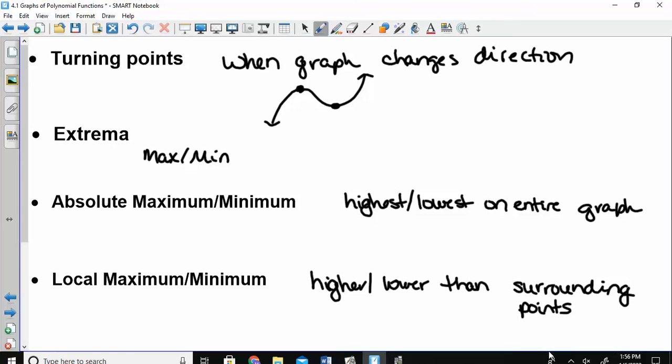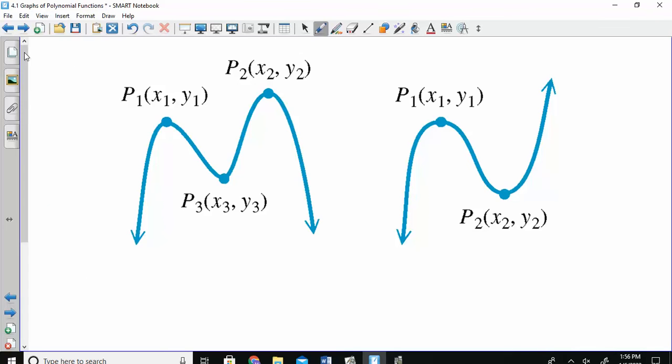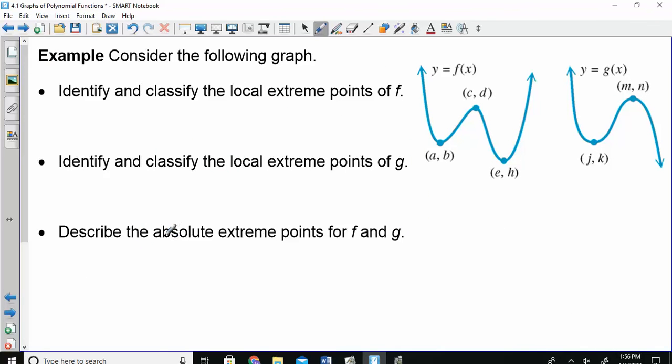So we're going to look at a couple graphs and see if we can tell the difference between these two. Okay, so I have two different graphs. First question, I want the local extreme points of F. So I need the local max and the local min on graph F. So a local max, it doesn't have to be the highest on the entire graph, it's just higher than anything around it. So what would that be?